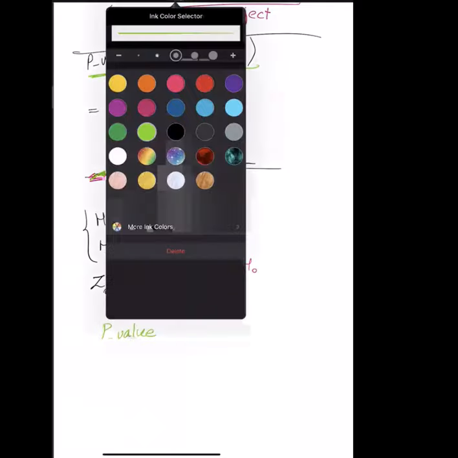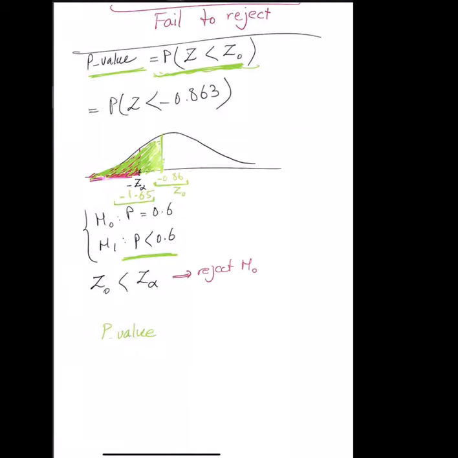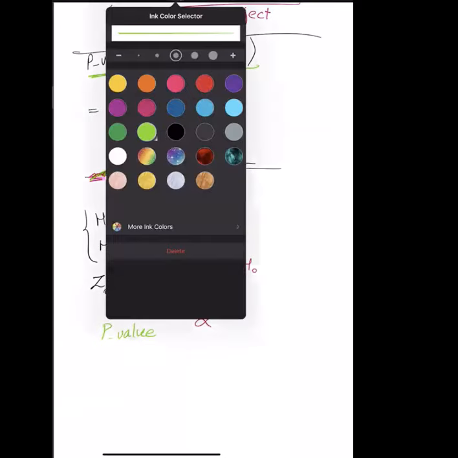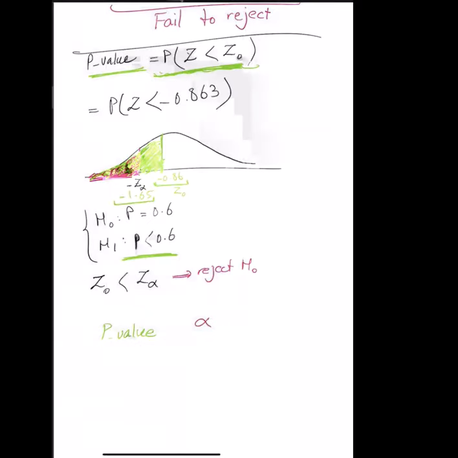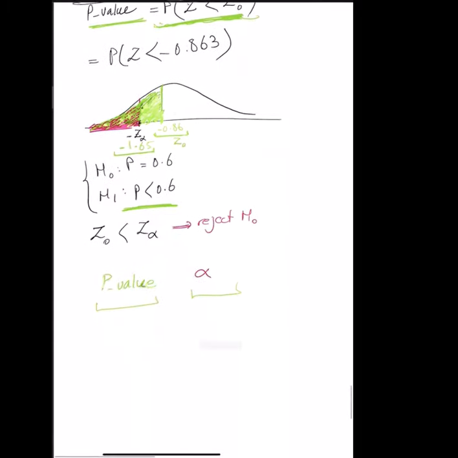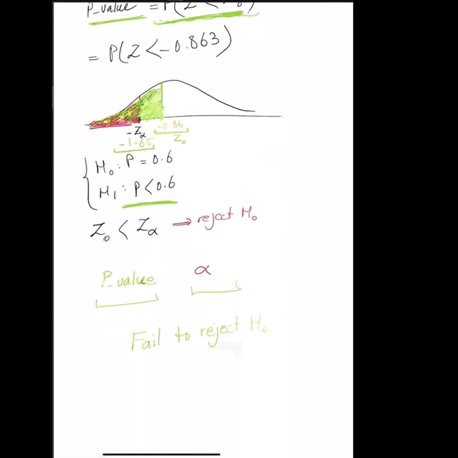The red area is my alpha, right? This is z of alpha. So the red area is my alpha or significance level. Can you tell me, based on what you see, what should be the relation between p-value and alpha so we fail to reject? When the p is bigger than alpha. Exactly. You can see here, the p-value is the green. The alpha is the red area.